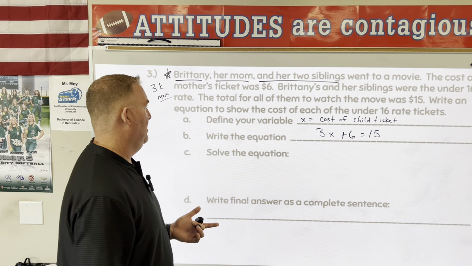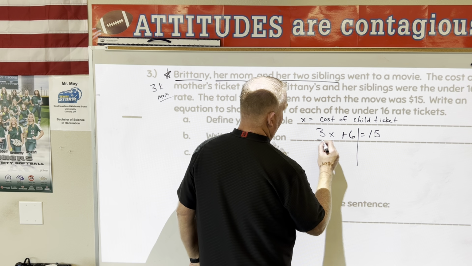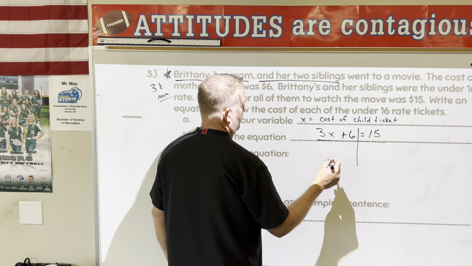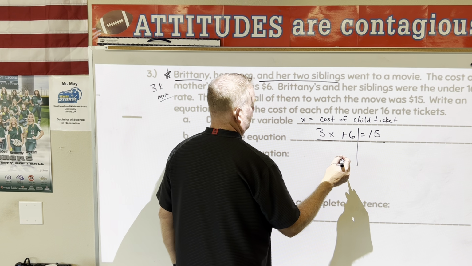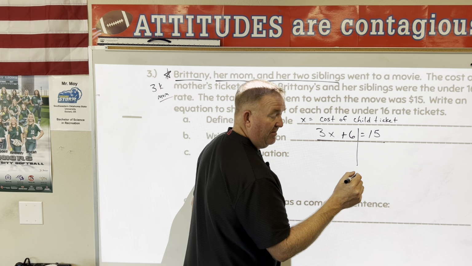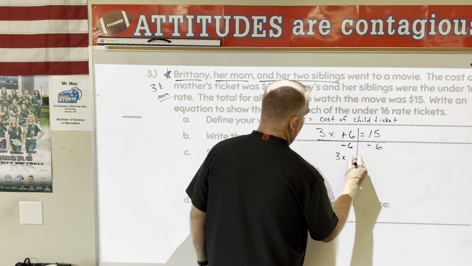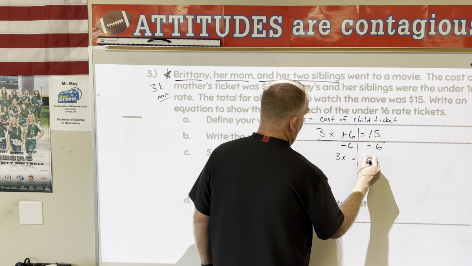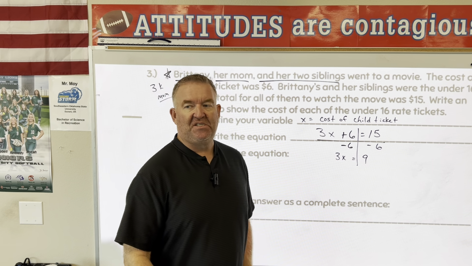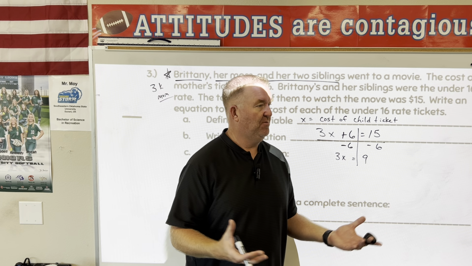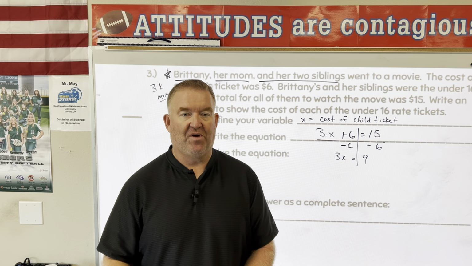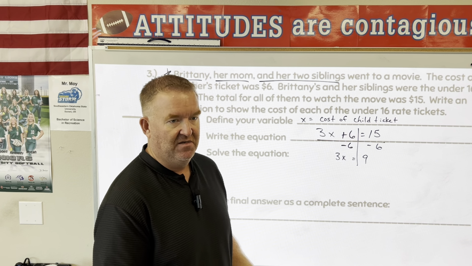So now we just solve it, right? Somebody explain to me how to solve that. We'll subtract 6 from both sides. Yes. So I've got 3x equals, what's 15 minus 6? 9. Basically, what you just did was you took off the adult ticket. You just took the adult ticket off. We subtracted the $6. Yes?